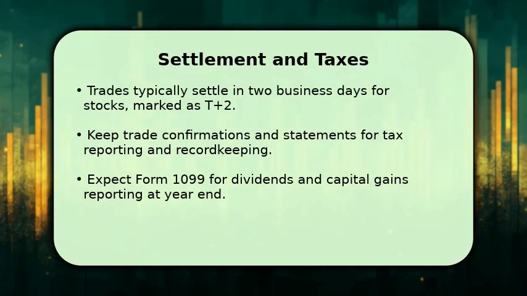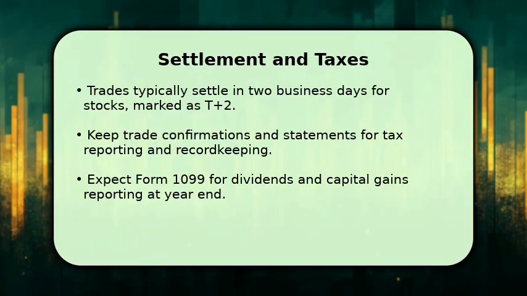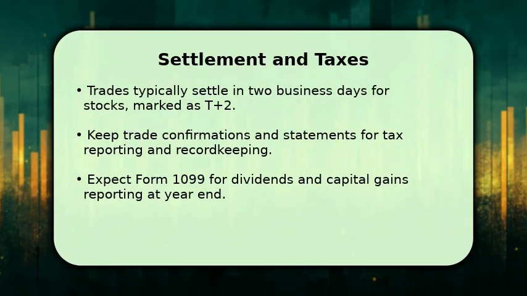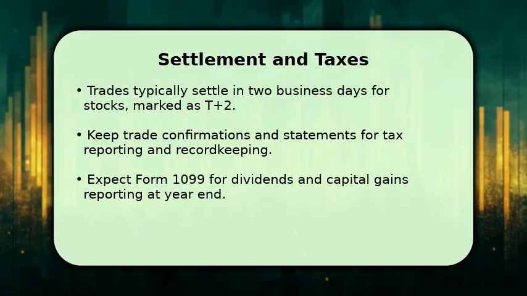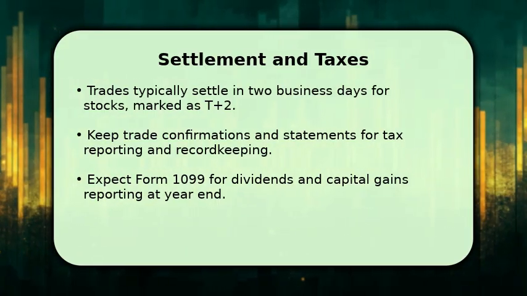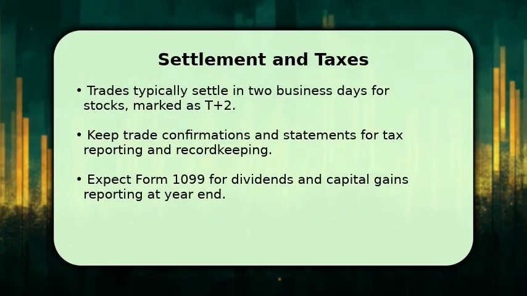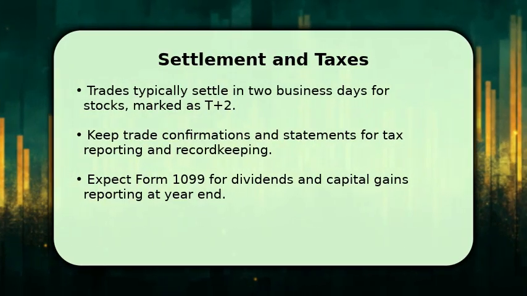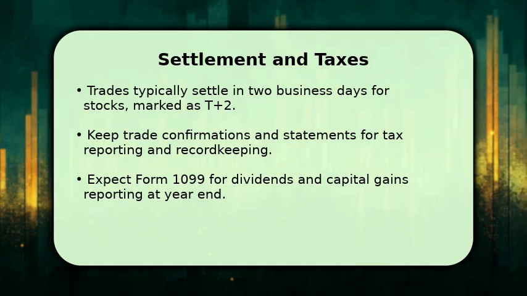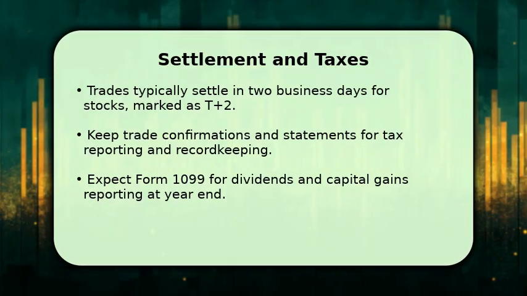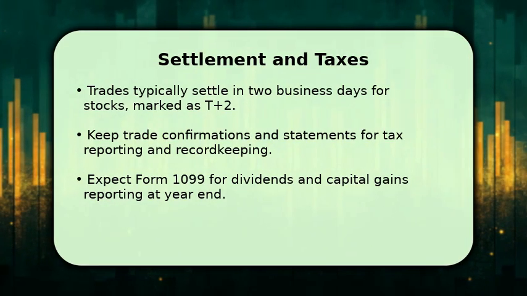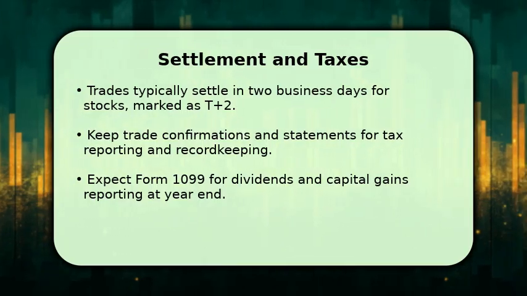After your sell order executes, settlement usually completes on a T+2 basis, so proceeds become available after 2 business days. Keep confirmations and account statements for accurate record keeping and cost basis tracking. Watch for wash sale rules if you repurchase similar securities within 30 days. You will receive Form 1099 for dividends and capital gains, which you should use when preparing taxes or working with your tax advisor.